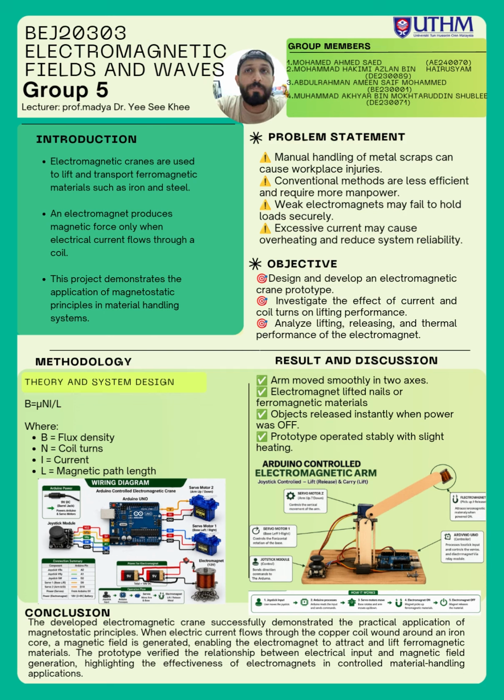At the end of the arm, an electromagnet is installed. The electromagnet is powered by an external DC battery supply. When electrical current flows through the coil, a magnetic field is generated, allowing the electromagnet to attract and lift ferromagnetic materials such as iron nails and metal clips.